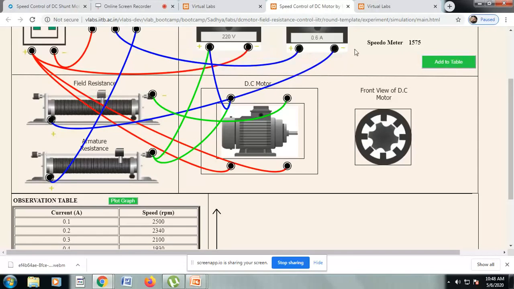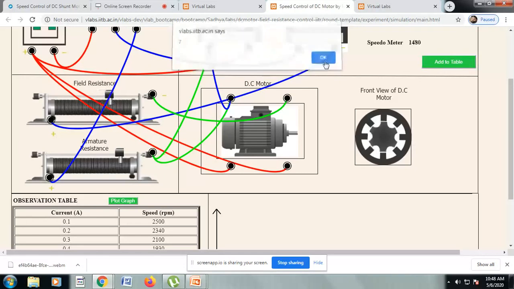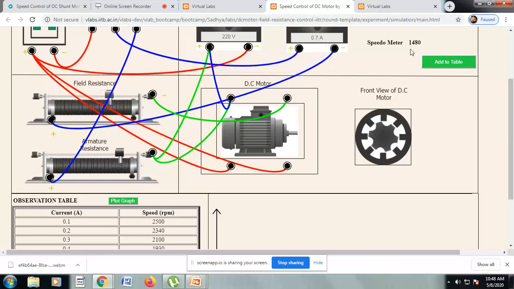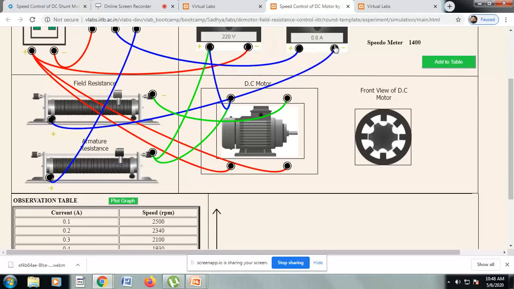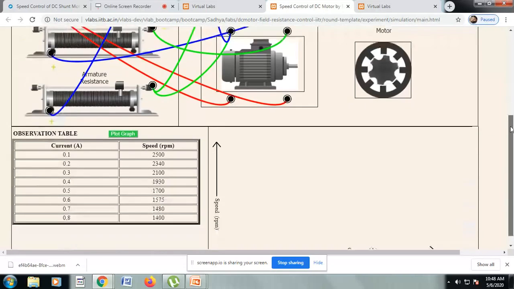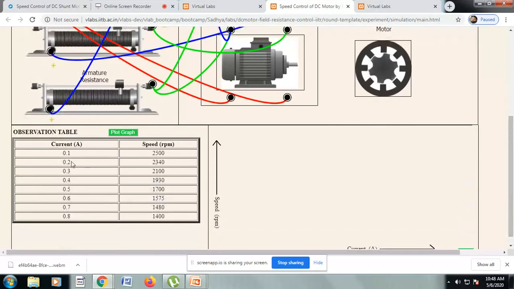Now 0.6 ampere and speed is 1575. 0.7 ampere speed is 1480. 0.8 ampere speed is 1400. Now this is the observation table. 0.1 ampere 2500, 0.2 2340. When current is increasing, the speed of the motor is decreasing.